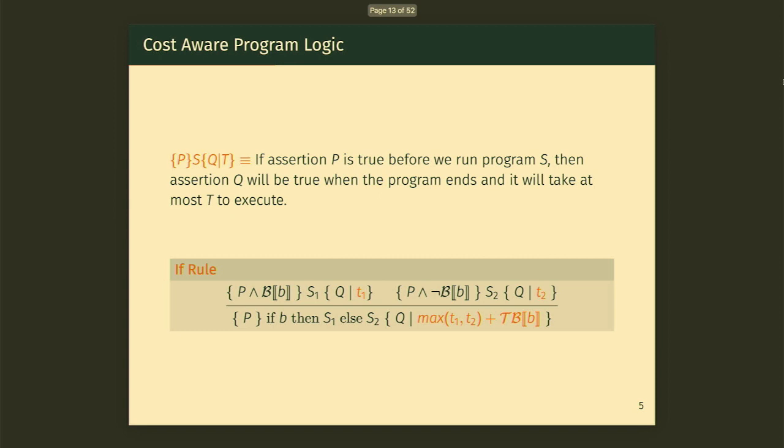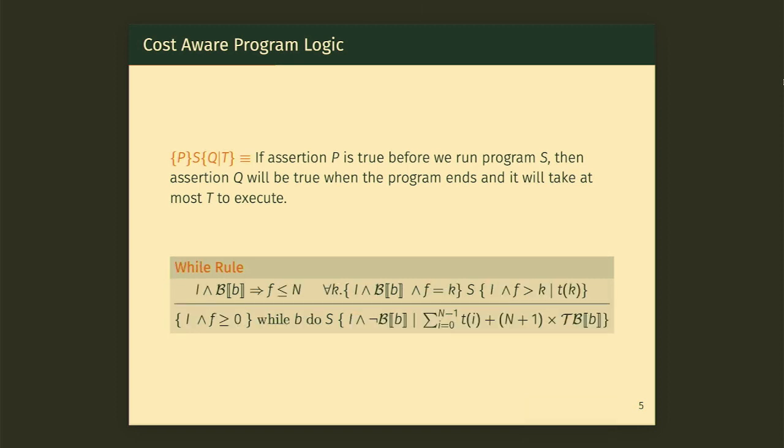For the if rule, since we can't statically know which of the branches is going to be executed, we need to consider the most costly branch. Therefore, we consider the maximum between the cost of executing statement S1 and the cost of executing statement S2. And to that, we add the cost of evaluating the condition of the if, B.